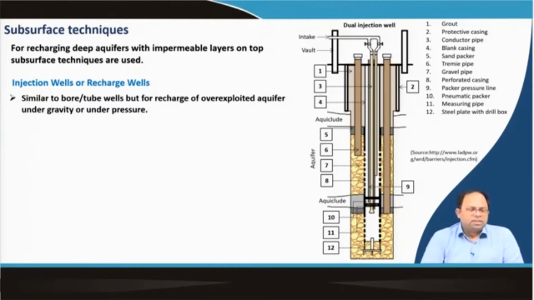The first type of subsurface technique or structure is an injection well or a recharge well. These are similar to bore wells or tube wells in construction, but they are used not for extracting water, but for recharging water in the case of overexploited aquifers, and this could be done both under gravity or under pressure. That means we can put the water under pressure, or it could be just via gravity.